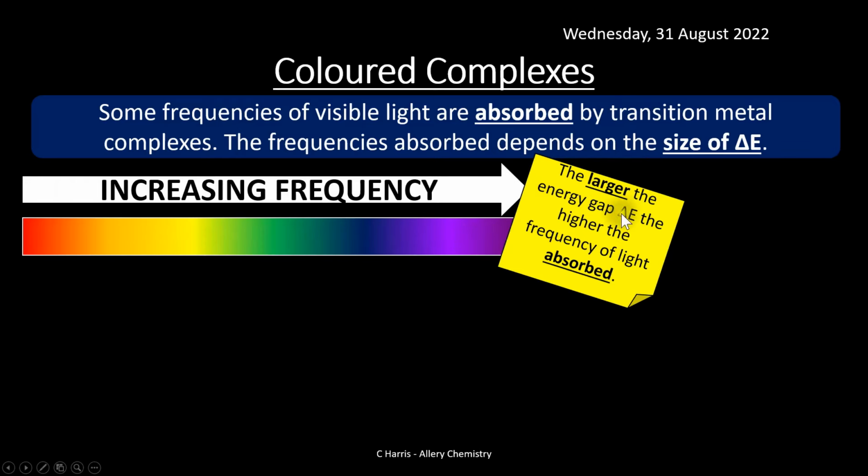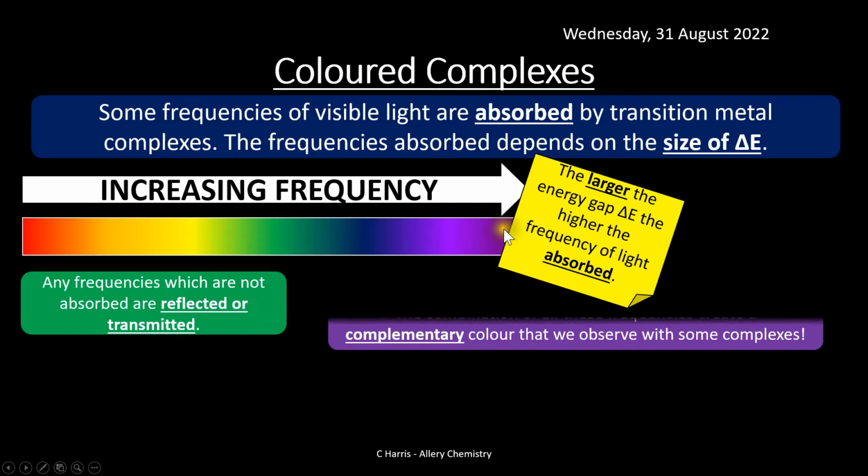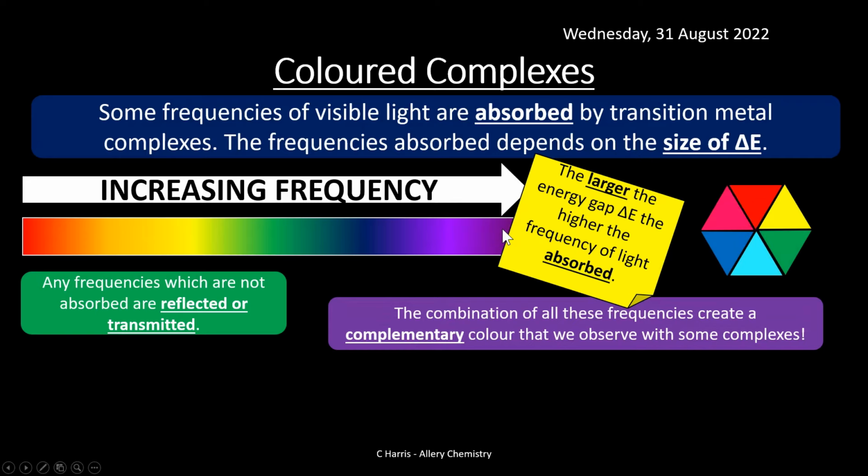Now, the larger the energy gap, delta E, that we'd seen before, the higher the frequency of light that can be absorbed. So this is at the top end here. Now, this is what's actually absorbed. Any frequencies which are not absorbed are reflected, so they bounce back, or they're transmitted. In other words, they go straight through the test tube. So the combination of all of these frequencies creates a complementary color. And that's what we observe. That's exactly the color that we see.